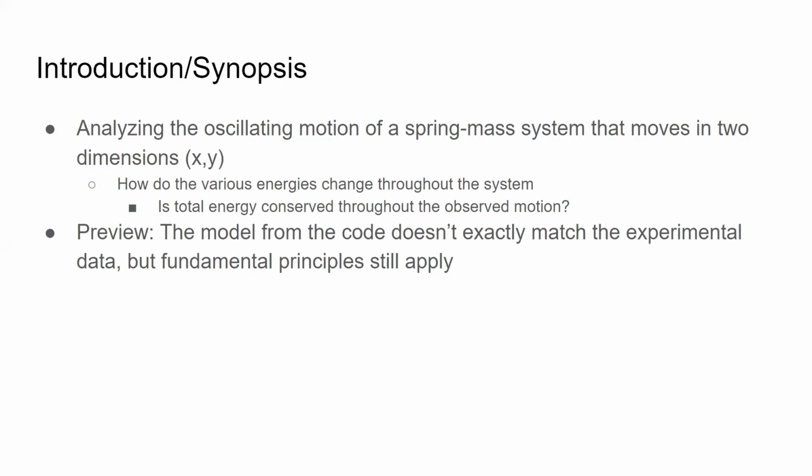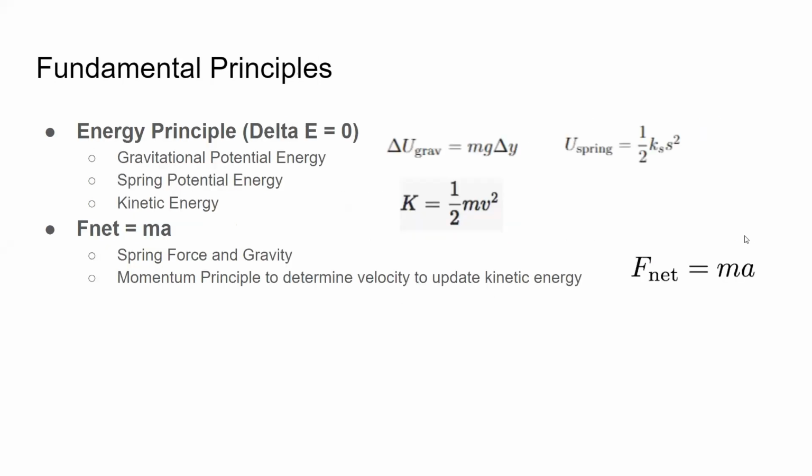For this lab, the model from the code doesn't directly match the experimental data, but fundamental principles still apply. The main principle is the energy principle, so delta E is equal to zero. We're looking at gravitational potential energy, spring potential energy, and also the kinetic energy for the mass and spring. As for the other principles, F net equals ma is primarily for the spring force and gravity, as well as the momentum principle, which is used to determine velocity to update the kinetic energy.